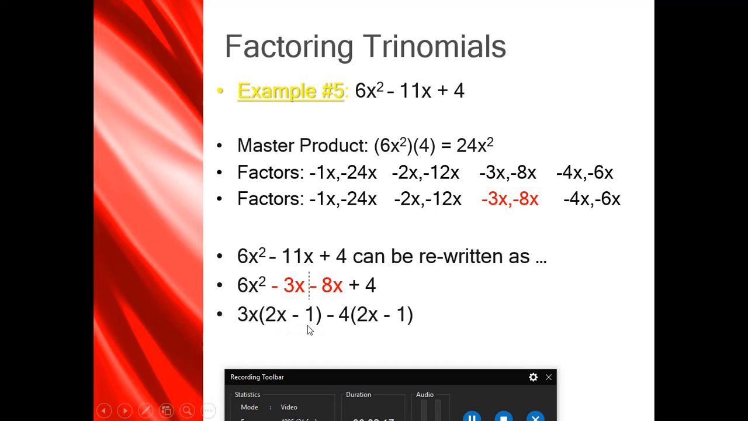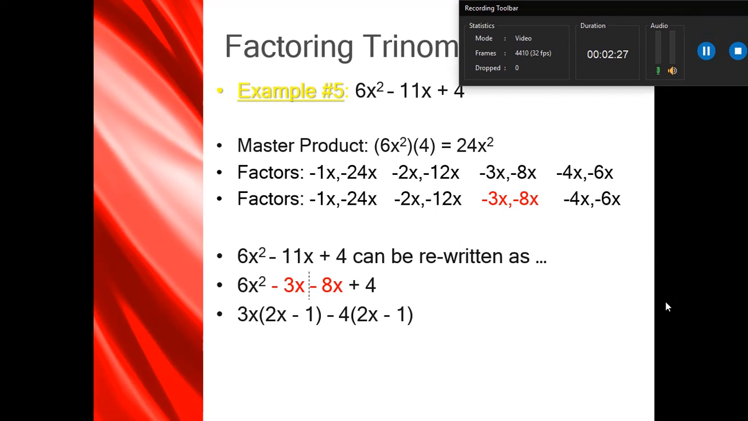I want this factor to appear in the second half, so that makes me realize that when I pull my GCF, it has to be negative 4 to obtain the right binomial. What we'll do now is we'll take the common factor of 2x minus 1 and we'll write it twice, and then the GCF of 3x and negative 4 will be its own factor. And there's our answer to this trinomial.